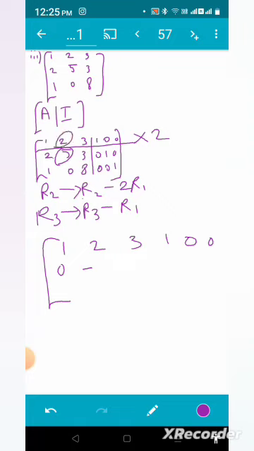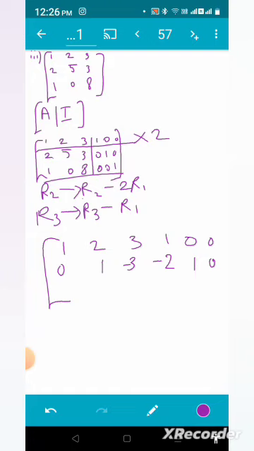Then 5 minus 4, that is plus 1. 3 minus 6, that is minus 3. Then 0 minus 2, that is minus 2. 1 minus 0, that is 1. 0 minus 0, that is 0.